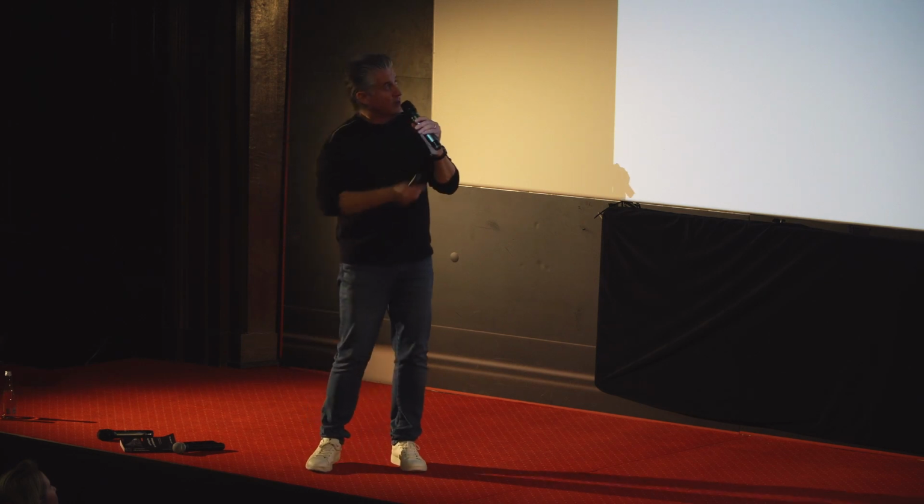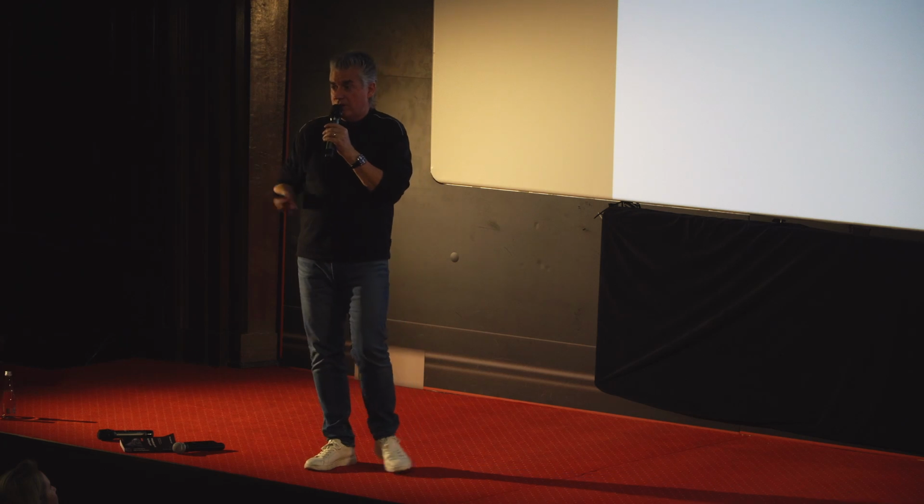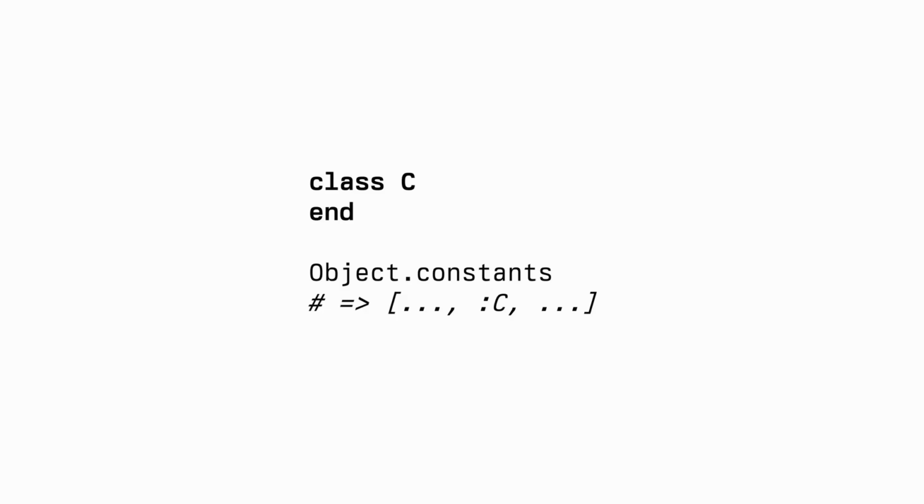For instance, if we say we define a class C and we ask object, which are your constants, C is going to be included because, as we saw before, that's a constant assignment. You see in this collection that C is included, and you just see ellipses here. What are those ellipses? Well, all constants that are top level belong to object.